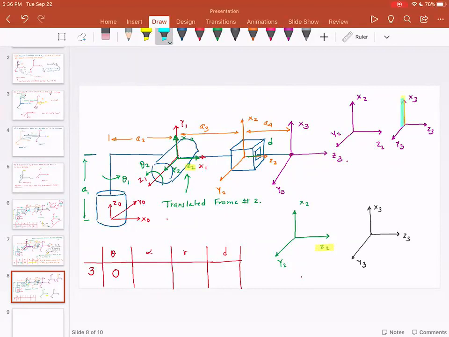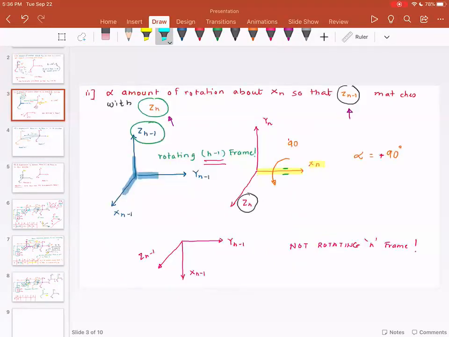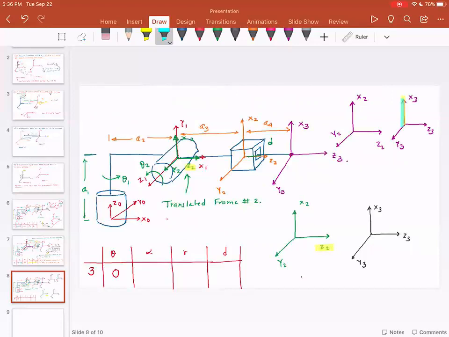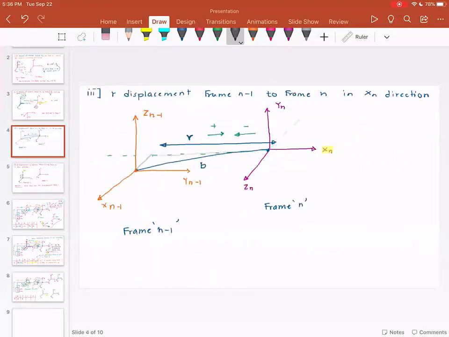So this is for alpha. The rotation will be along X3, but the frame that I want to rotate is the previous frame. So I need to rotate Zn minus 1, so Z2, so that it gets aligned with Z3. But if you look at Z2 and Z3, they are already aligned. So my alpha becomes 0.